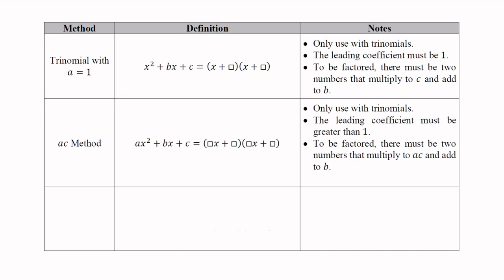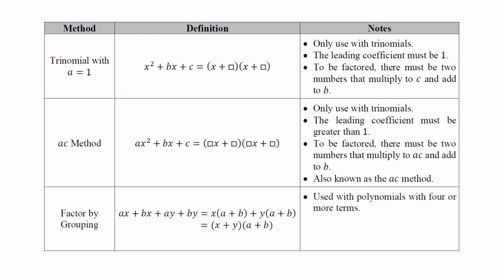And because we're looking for 2 numbers that multiply to AC, this is why it's also referred to as the AC method. And then factoring by grouping, you're going to be looking for polynomials with 4 or more terms, and factoring out a greatest common factor in each group of terms should leave a term common to each group.